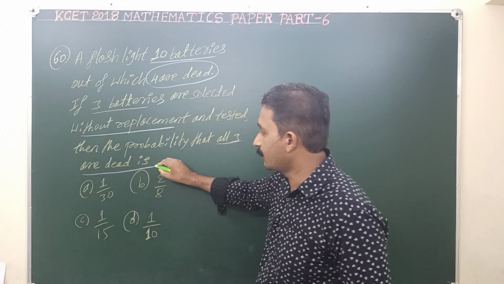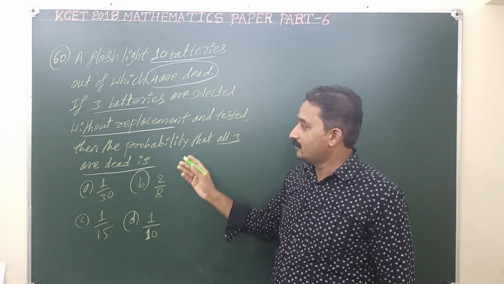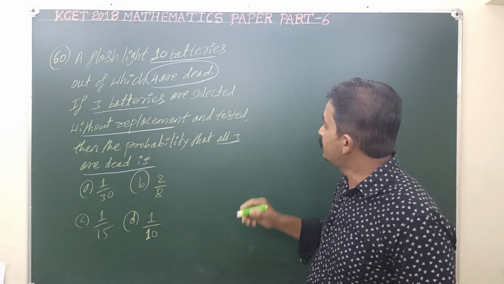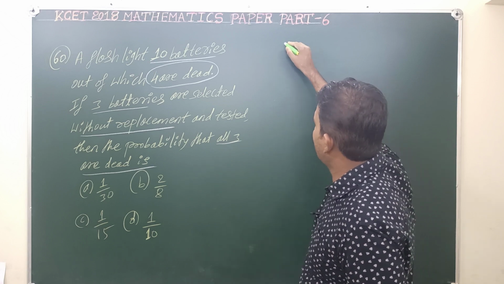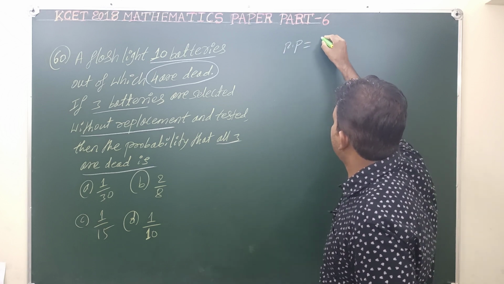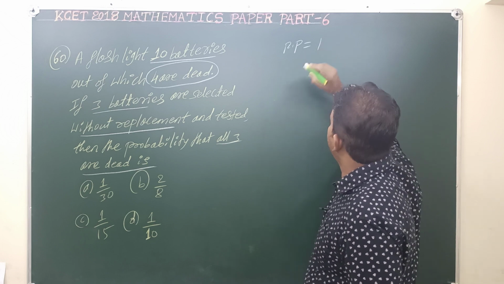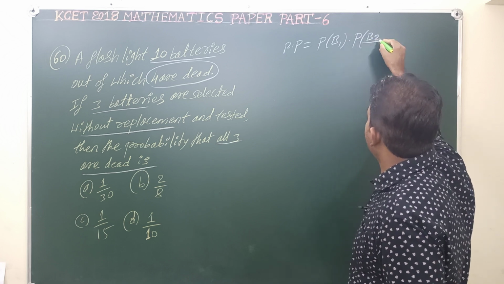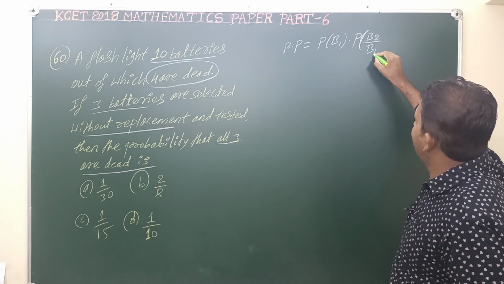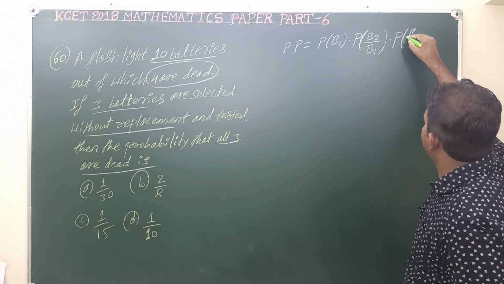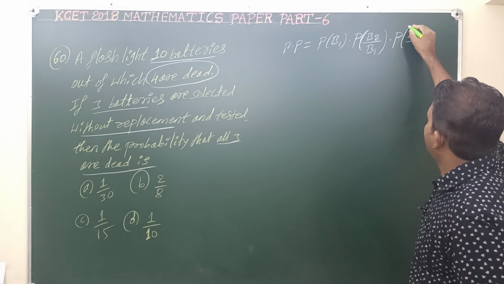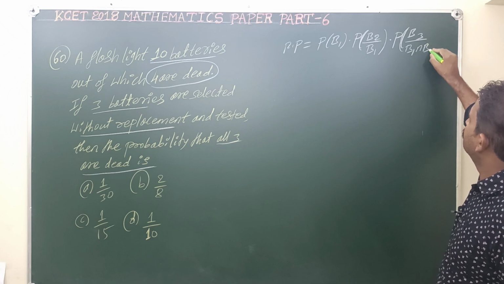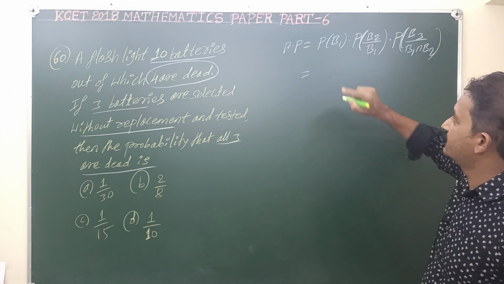In this case we have to find out the probability that all the 3 are dead. Here without replacement is there, so these are mutually dependent events. So using the multiplication theorem rule, the required probability becomes: first we take the first dead battery, probability of B1, and then the second dead battery when B1 has already occurred, and then the third dead battery when B1 and B2 have already occurred. So find the answer of this question by using the conditions.